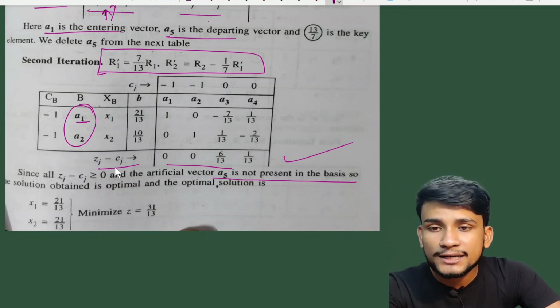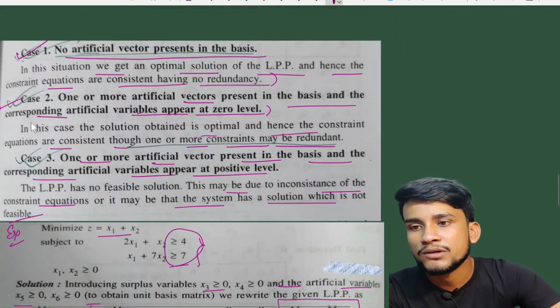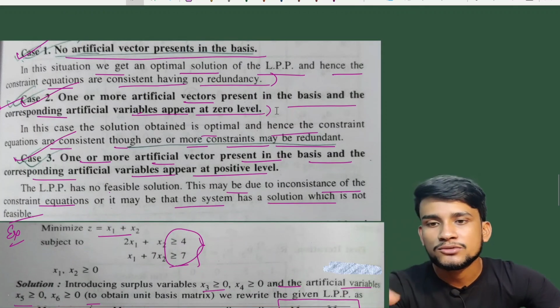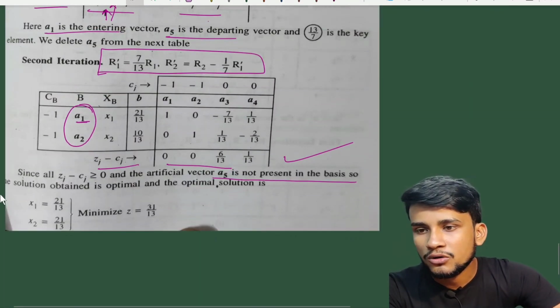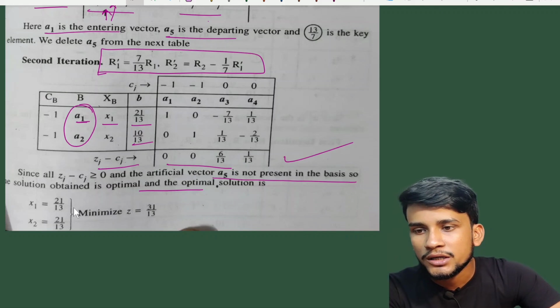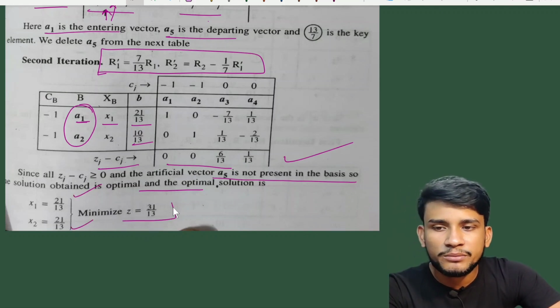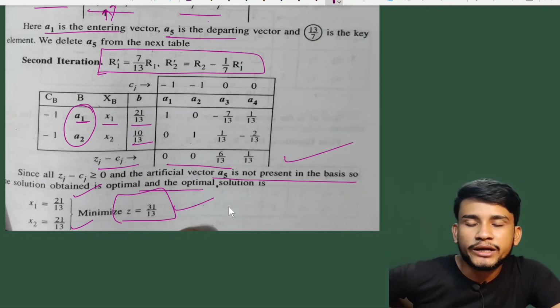Okay, if the artificial vectors are present in the basis at a positive level or at a 0 level, then those are the cases here, case 2 and case 3, so read it properly. So the optimal solution is obtained, and the optimal solution is x1 equal to this and x2 equal to this. And the minimum of z equals, just put the values of x1 and x2 in the objective function to get the solution.